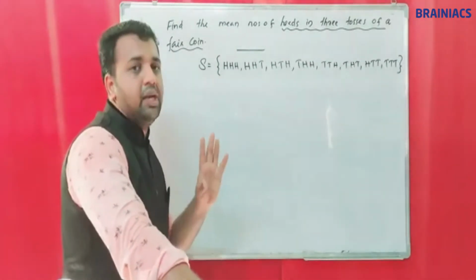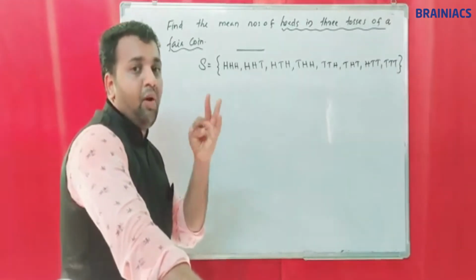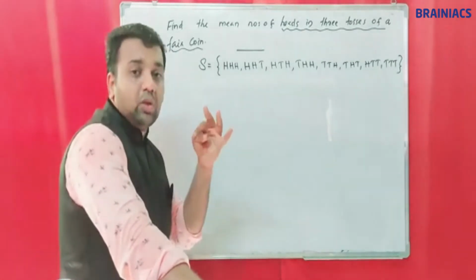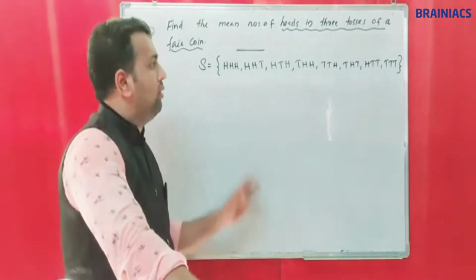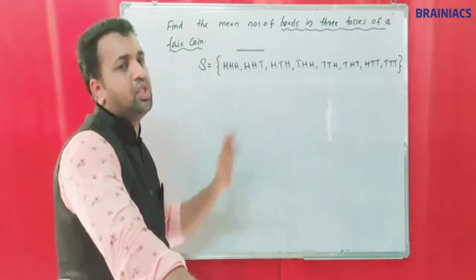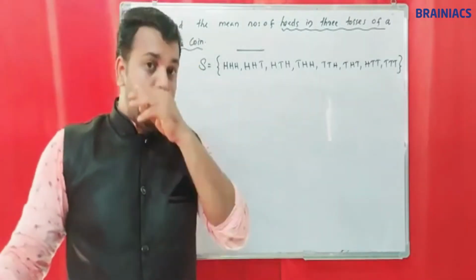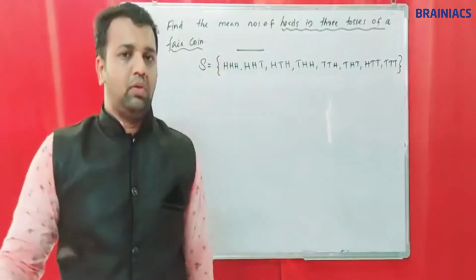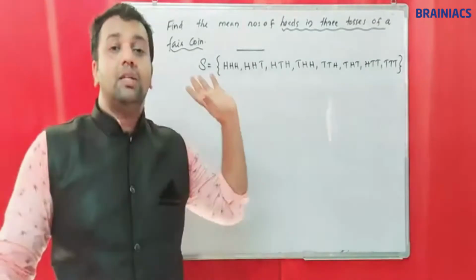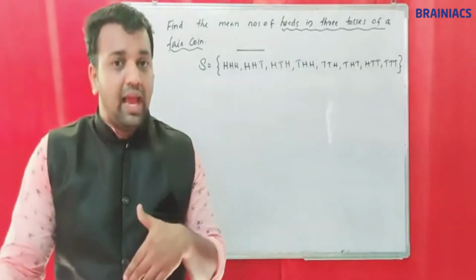You must learn by heart the sample space of a coin thrown once, a coin thrown twice, and a coin thrown 3 times. You must learn by heart the sample space of these 3 experiments, and also a die thrown once, and a die thrown 2 times, or 2 dice thrown. Okay, you must learn by heart the sample space of these 5 experiments with respect to coins and dice.